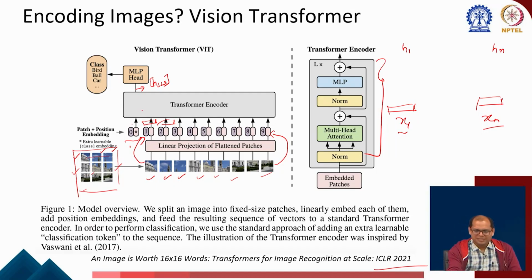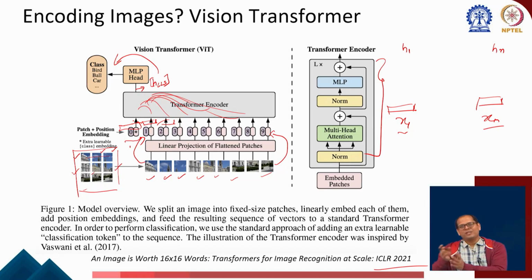Because self-attention will attend to all the words or all the patches in the sequence, it is trained such that this will do the classification finally, whether it is a bird or car or something else. So the idea is very simple. You have an extra trainable embedding, and this will anyway attend to the entire patch sequence. So its representation finally should capture what the class is. And that's how it is trained.